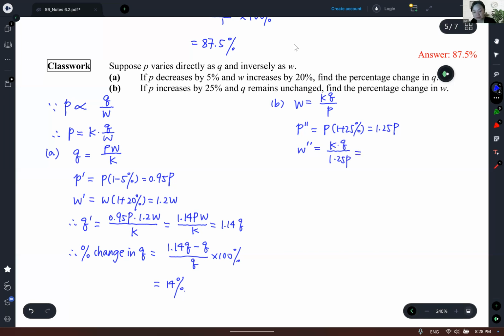In this case, 1 over 1.25 is 0.8. So this is 0.8 KQ divided by P, and that is 0.8 W. So in this case, the percentage change in W can be found as 0.8 W minus W divided by W times 100%. And that is negative 20%.